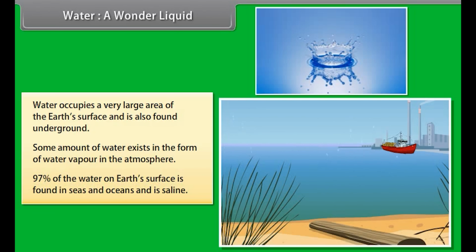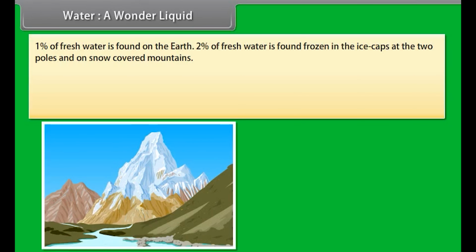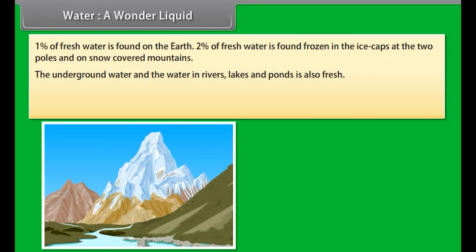97% of the water on Earth's surface is found in seas and oceans and is saline. 1% of fresh water is found on the Earth. 2% of fresh water is found frozen in the ice caps at the two poles and on snow-covered mountains. The underground water and the water in rivers, lakes and ponds is also fresh.